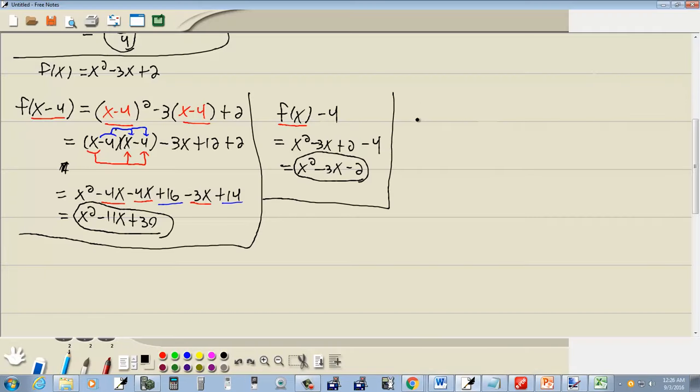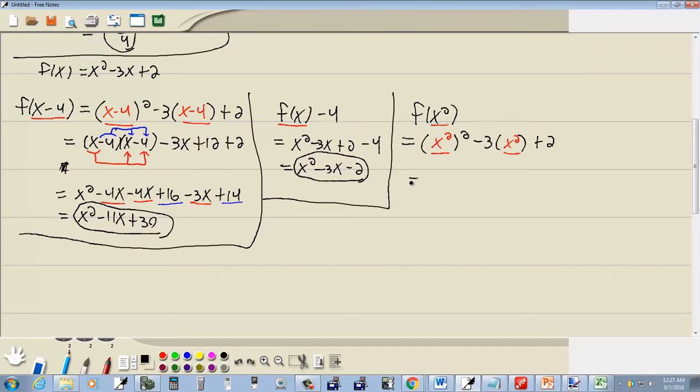And f of x squared. This is back to evaluating a function, so we're going to go to our original function. Everywhere we have an x, we'll put in parentheses. So we got parentheses squared minus 3 times parentheses plus 2. Whatever's inside the parentheses here is automatically we're going to put in here and here. So I'll put an x squared in here.